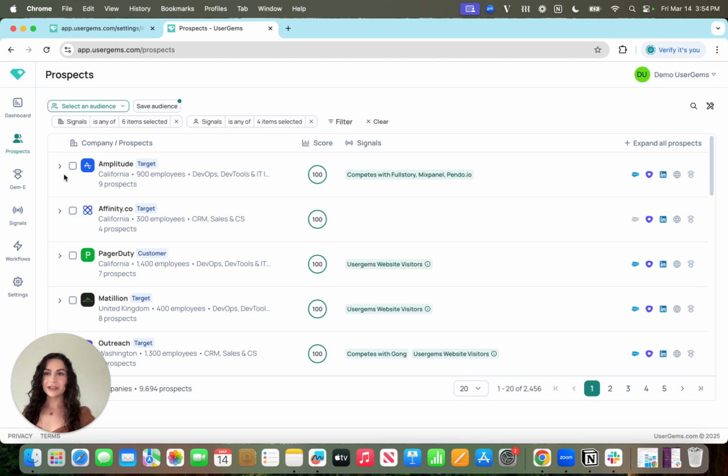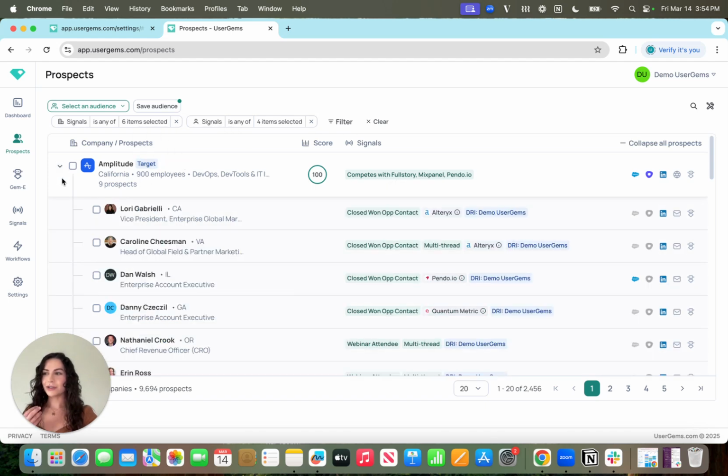So now let's take a look at an example here in UserGems with this account, Amplitude. The account has been prioritized first on the fact that it is an ICP match. GemE has also identified company-level signals at this account. One example being, this account, Amplitude, is a customer competitor of three of our current customers.